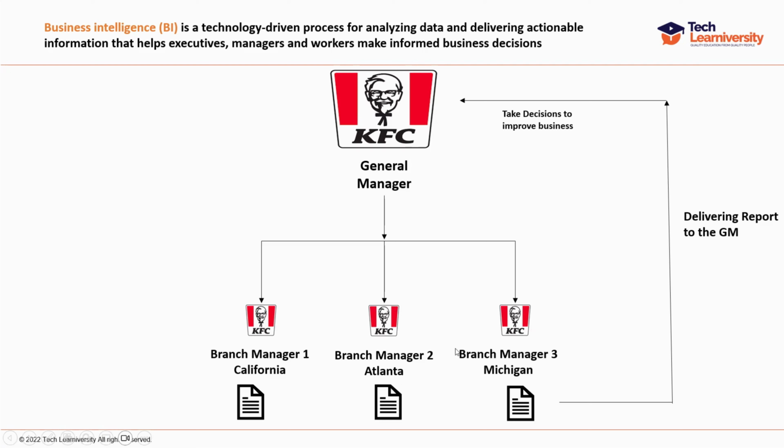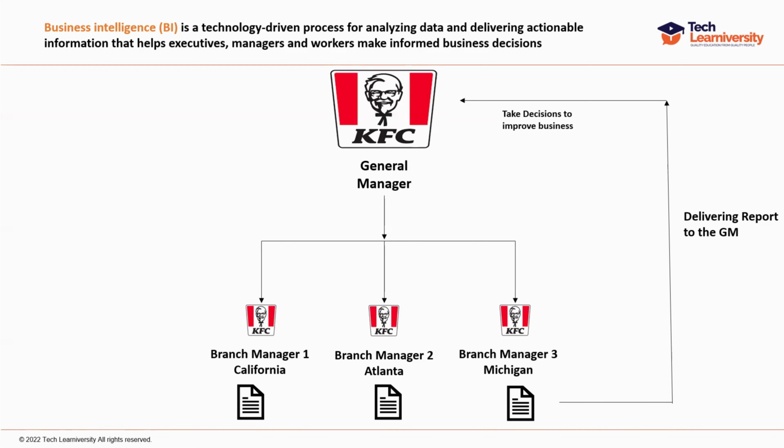So these three branch managers will create three reports and submit them to the general manager. From this information, the general manager will get an idea whether the business is going well or not. To create these reports, we have multiple tools in the market, out of which Power BI stands number one these days. It is one of the topmost business intelligence tools in today's market. Most of the time we use Power BI to create business reports and share them with the general manager so that he can take actionable insights from it.